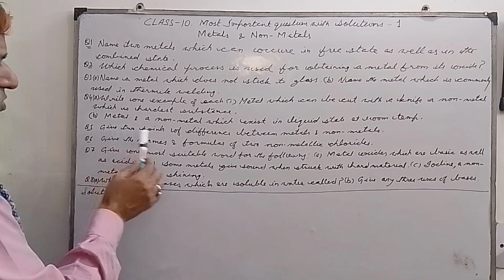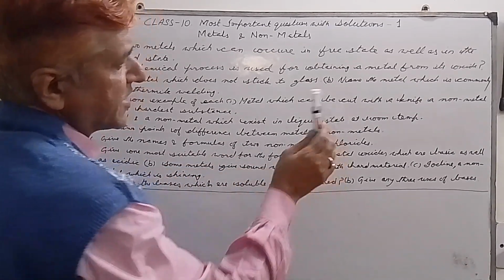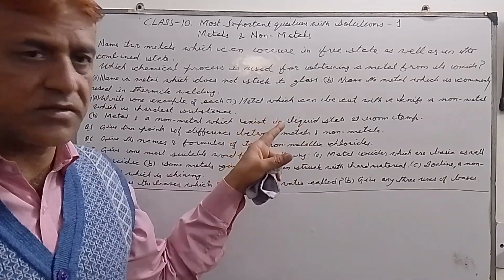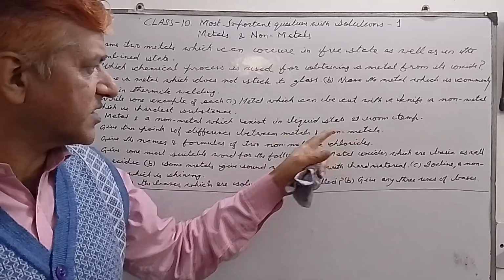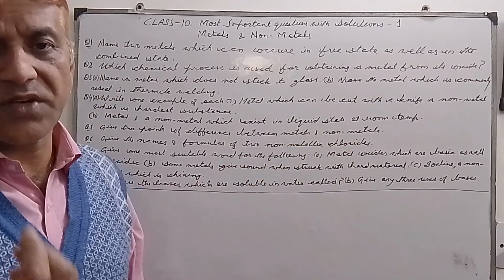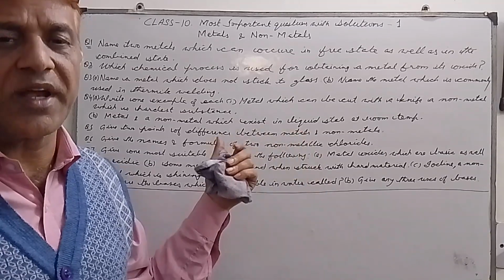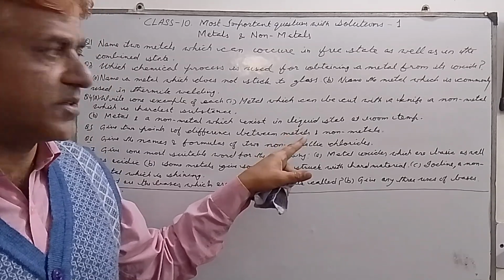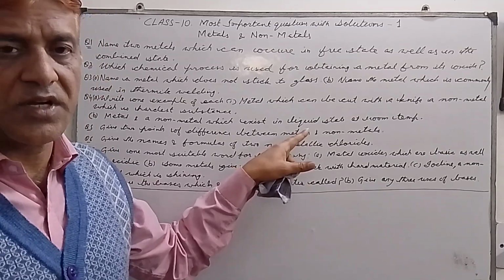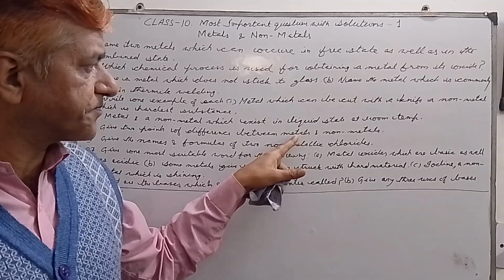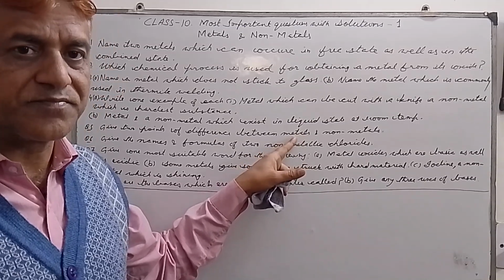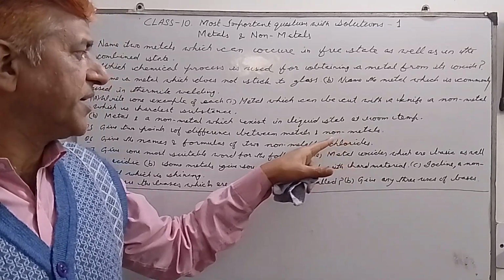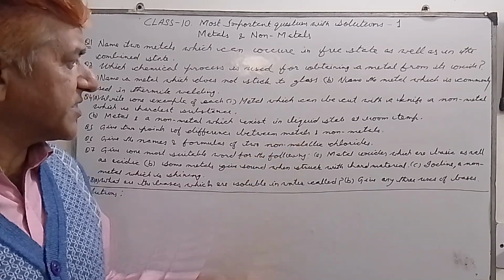Question number 5: give 2 points of difference between metals and non-metals. My dear students, there are so many points which you can write as difference between metals and non-metals. For example, metals give electrons and non-metals take up electrons. And oxides of metals are basic in character, and oxides of non-metals are acidic in character.